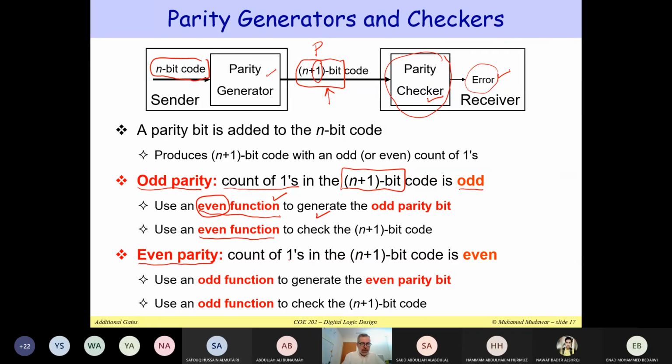It means that the count of ones in the n plus 1 bit code should be even. In order to generate the parity bit and to check for the parity bit, we must use an odd function. So notice that we are using just the opposite. In the case of odd parity, we use an even function. In the case of even parity, we use an odd function. So we are just using the opposite, okay, to generate the parity bit and also to check if there is an error in the received data.